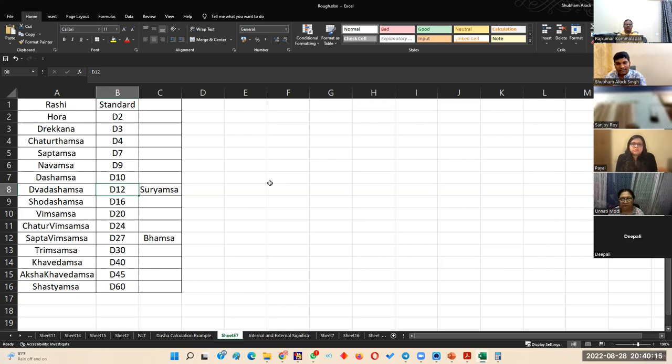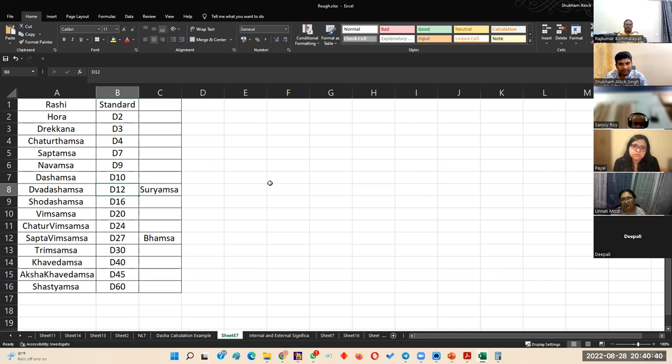In one Rashi, there will be a maximum of 9 degrees. In the same manner, 0 to 3 degrees is the first D10, 3 to 6 degrees is the second D10, 6 to 9 degrees is the third D10, and so on. That is the basic calculation, right?